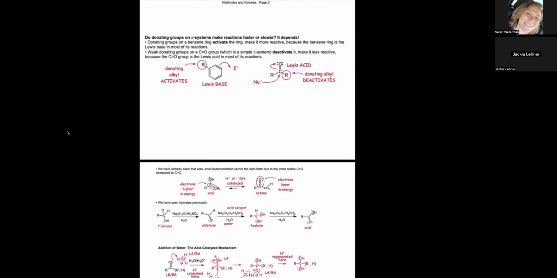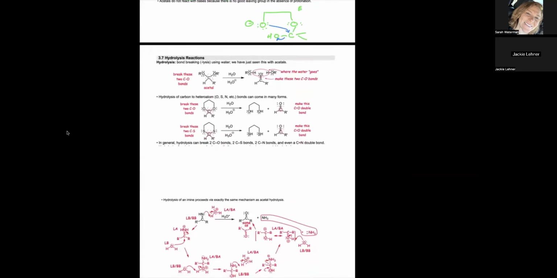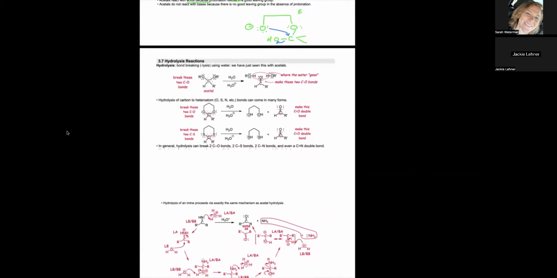Also, on another note, but kind of going back to the thing we talked about first, if you go back to page 8, so scroll this way. Oh, it's like hydrolysis reactions. It's 3.7. Go down a little further. Yeah, right there.